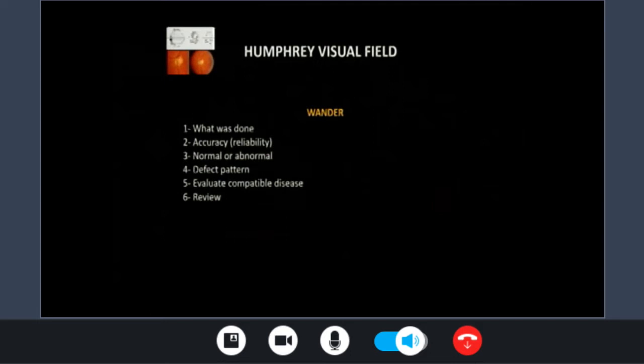So to conclude the visual field part, whenever you are confronted with a visual field printout, you need to WONDER so that you can read the visual field. Number one, W stands for what was done. Number two, A, is it accurate or not? Number three, N, is it normal or abnormal in general? Number four, the defect pattern. Number five, the E stands for the evaluation for compatible disease. And the R will go for number six, which is the revision of your printout.